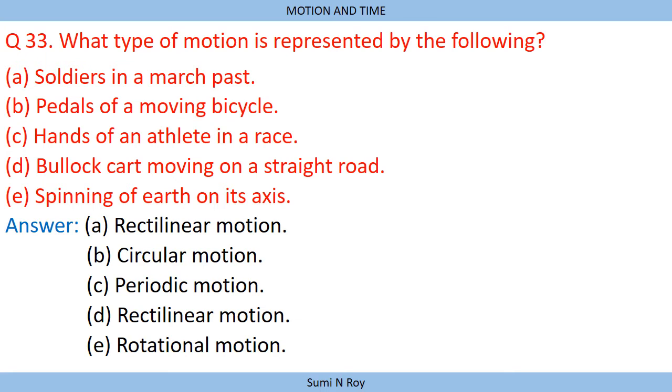Next question is, what type of motion is represented by the following? Soldiers in a march past. As we know, soldiers in a march past move in rectilinear motion. Pedals of a moving bicycle are in circular motion. Hands of an athlete in a race will be in periodic motion. Bullock cart moving on a straight road will be rectilinear motion, and spinning of earth on its axis is rotational motion.